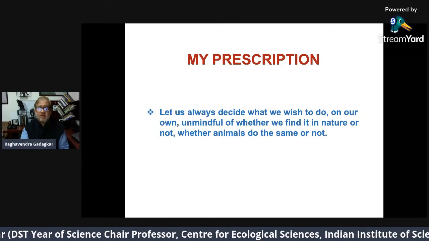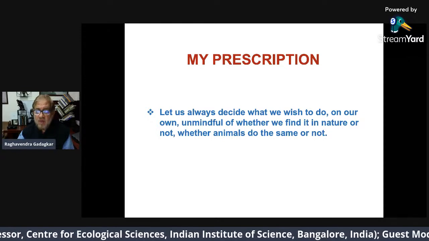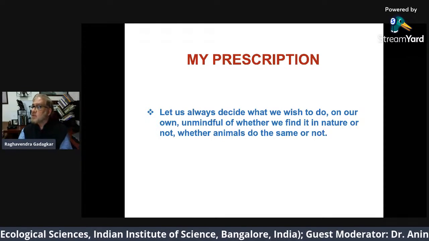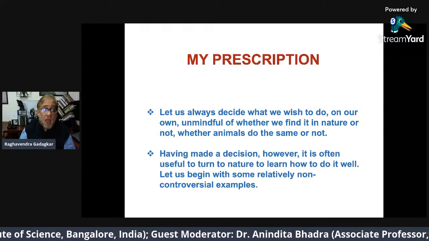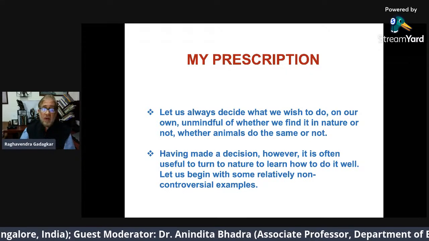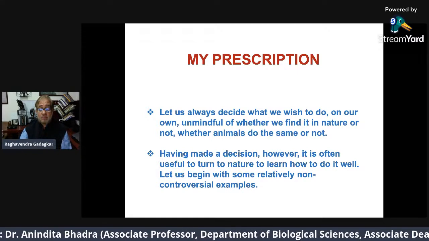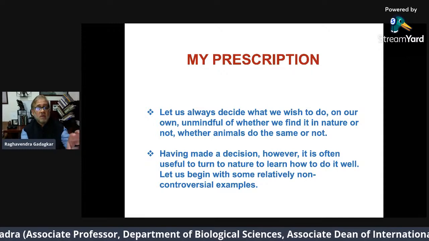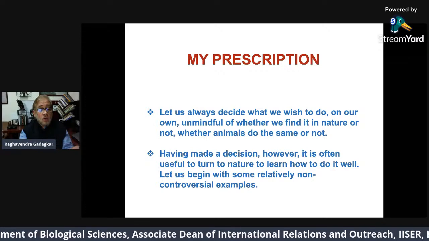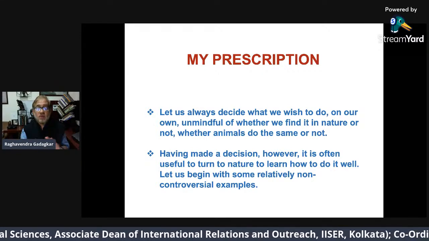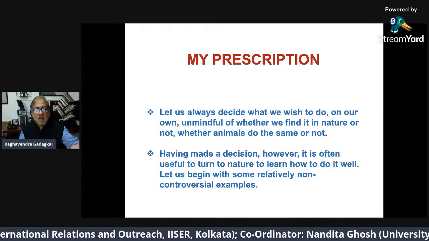Let us always decide what we wish to do on our own, unmindful of whether we find it in nature or not, whether animals do it or not. First, we decide on our own what we want to do. Having made that decision, however, it is often useful to turn to nature to learn how to do it well. So we don't ask nature what to do, we ask nature how to do. What to do, we decide on ourselves, so that there is no danger that we simply do something because insects do it, because it is there in nature.